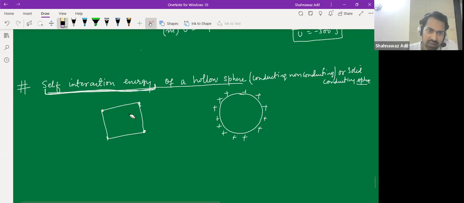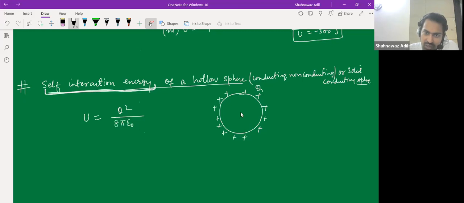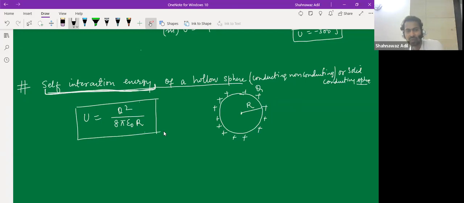So this is equal to q square. Let's say the charge is q. So this is q square by 8 pi epsilon naught r, where the radius is r. This is the self-interaction energy of the hollow sphere. Clear? Yes, guys, clear.